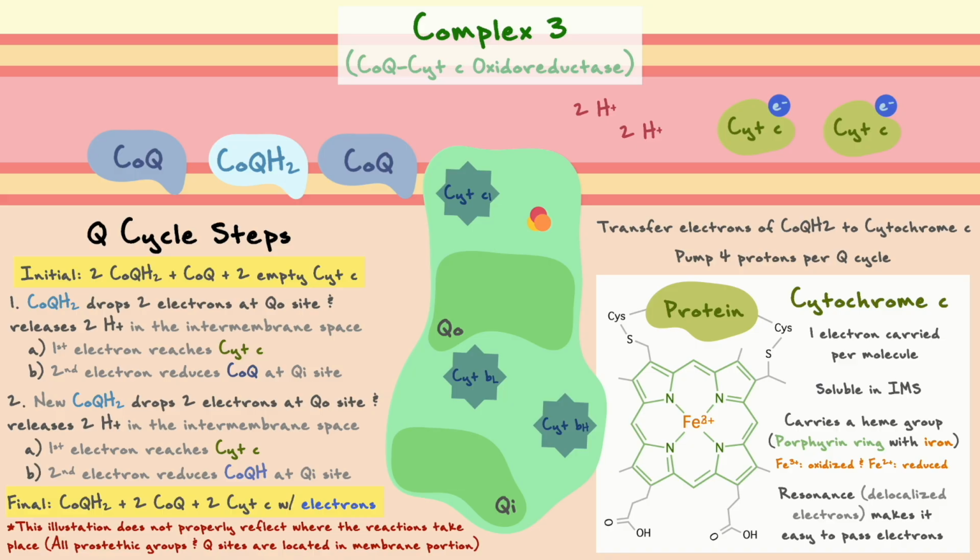So, as you can see, the Q cycle is a pretty ingenious way for the electron transport chain to avoid wasting any resources, as it overcomes the limitation that coenzyme Q can carry 2 electrons, but cytochrome C can only carry 1. Also, it makes the most out of this process to boost the proton gradient, which will soon be important to consider when discussing oxidative phosphorylation.